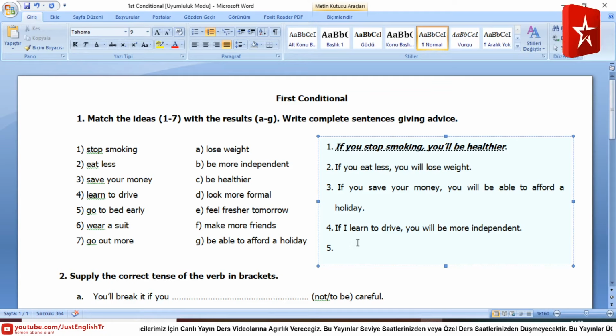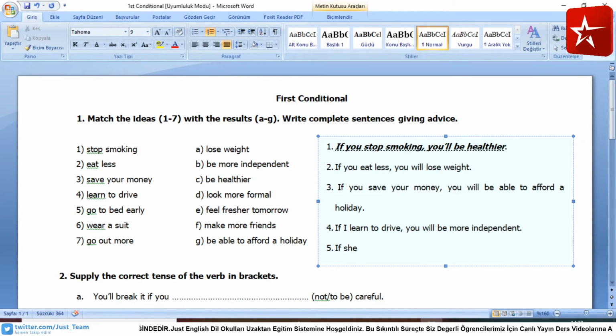All right. So let's continue with number 5. Go to bed early. Great. Number 5. If I go to bed early. Okay, let's change the subject. If she. Can you make the rest of the sentence? If she what? If she. I'm waiting for your answers, by the way.